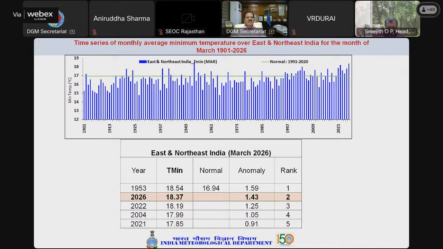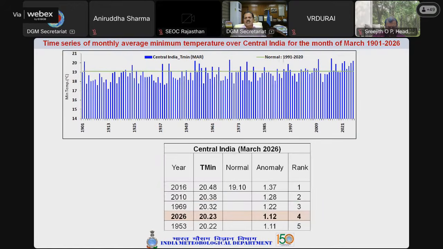Now, this is the time series of the monthly average minimum temperature for Central India. Here also it is the 4th rank. The highest was 2016, followed by 2010, 1969, 2026, and 1953. So out of 5, 3 are after 2000.